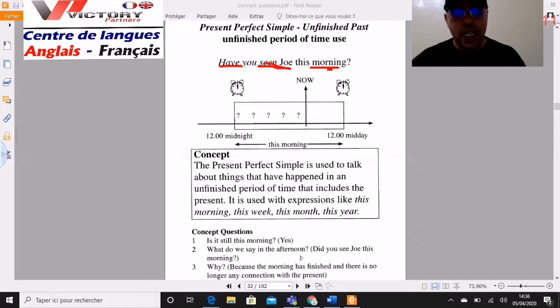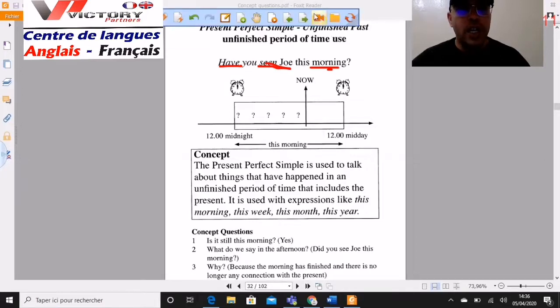Yes. What do we say in the afternoon? If we are talking about the afternoon, we will talk about a completed action in the past. So we are going to say, did you see Joe this morning? Why? Because the morning has finished and there is no longer any connection with the present. So here we are talking about an unfinished period of time, which is this morning.